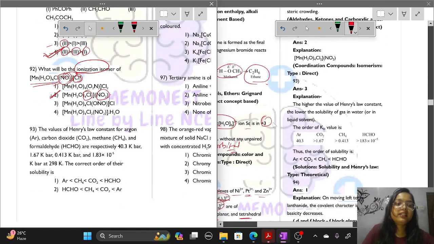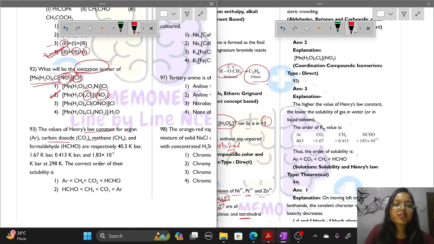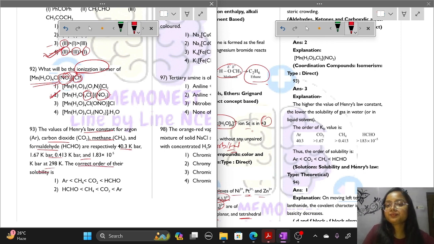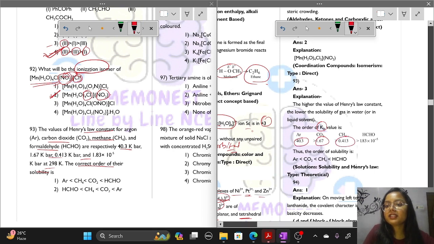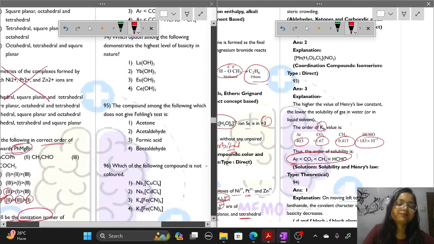Question number 93. The values of Henry's constant for argon, carbon dioxide, methane and formaldehyde are given. The correct order of their solubility? Argon has the highest Henry's constant, then CO2, then CH4 and then HCHO. So their order of solubility will be like this. Argon has the least solubility. Option number 3 will be correct.